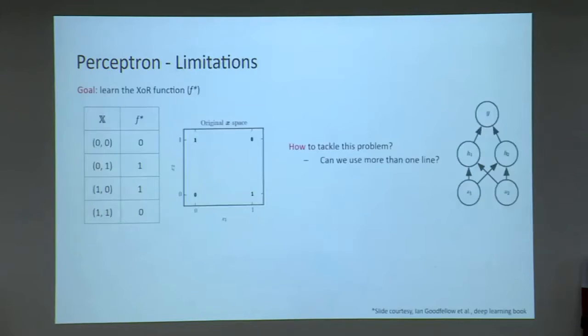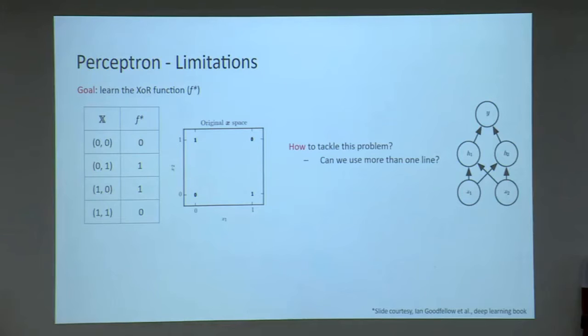But what if the task is more complicated? For example, this is the XOR gate, in which 0,1 and 1,0 give 1, and 0,0 and 1,1 give 0. If I plot it, it will look like this. Here the perceptron, one neuron, cannot do it, because wherever you draw the line, it's not going to do it correctly. So then what is the solution to this?